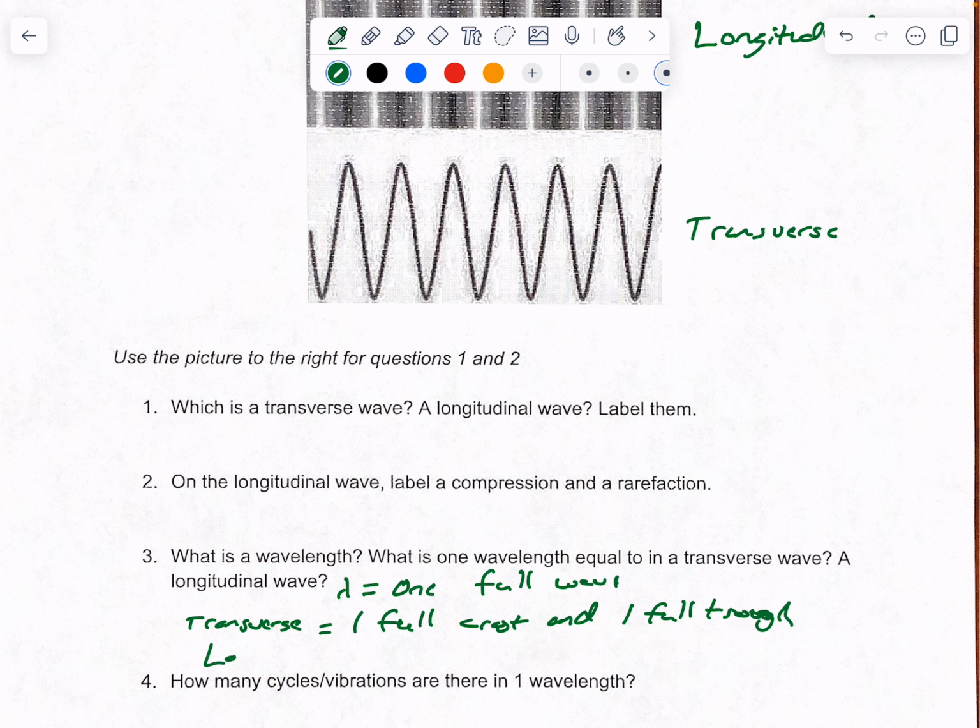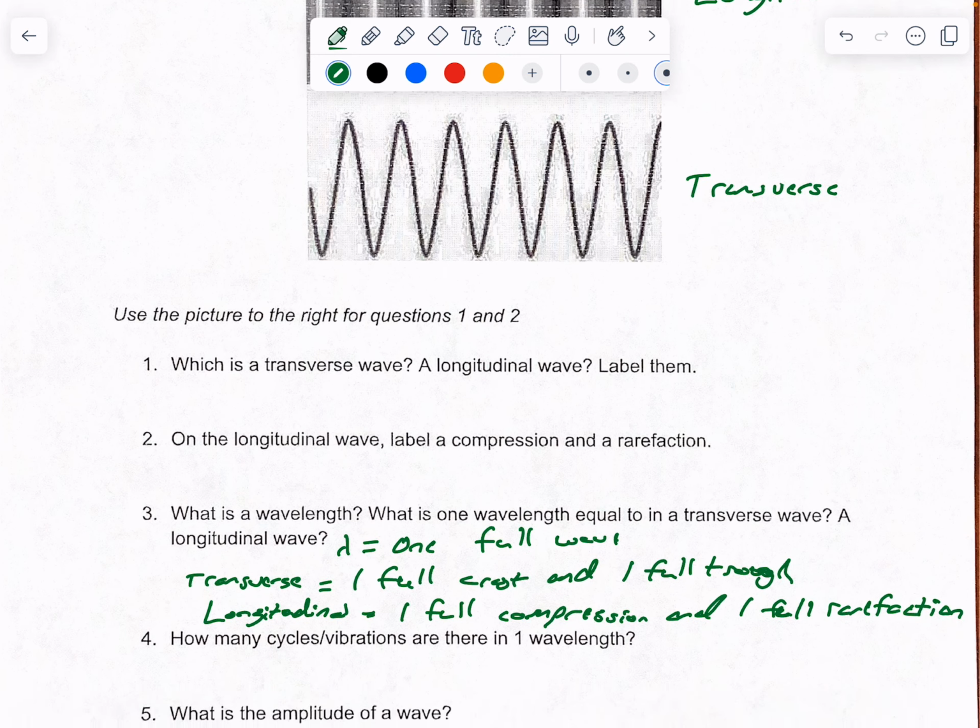Okay, on a longitudinal wave, you have to have one full compression and one full rarefaction. Okay, so that is what determines a wavelength on a transverse or longitudinal. As long as you have one of each, whether a crest and a trough or a compression and rarefaction, you're good there. How many cycles or vibrations are there in one wavelength? So a vibration is technically a wave, so it only takes one cycle or one vibration to be one wavelength. So just one, that's it.